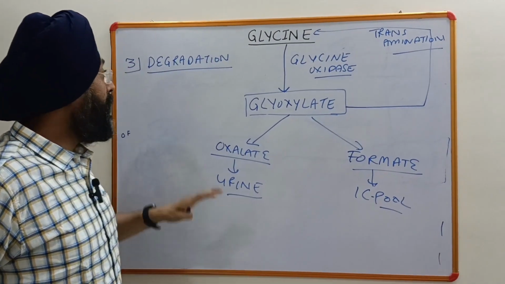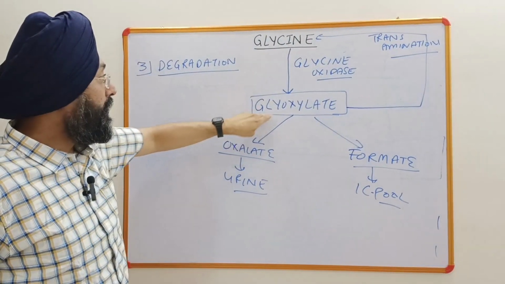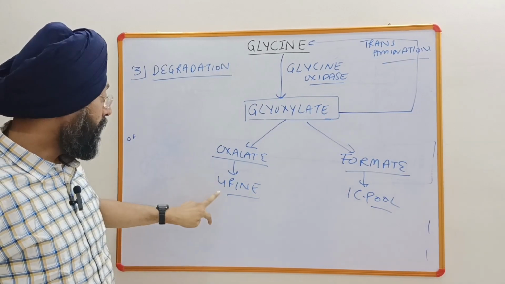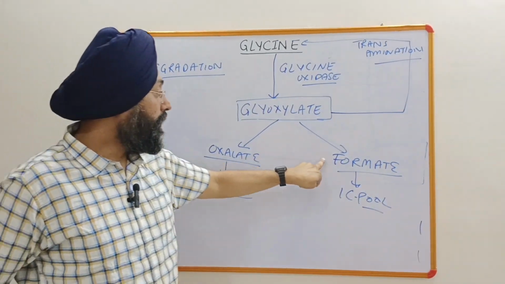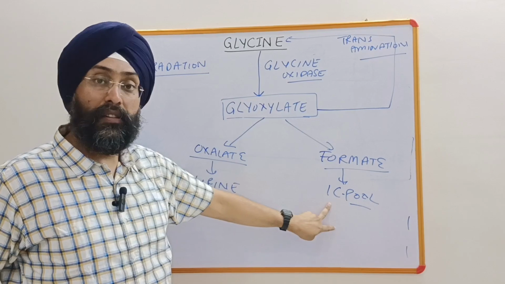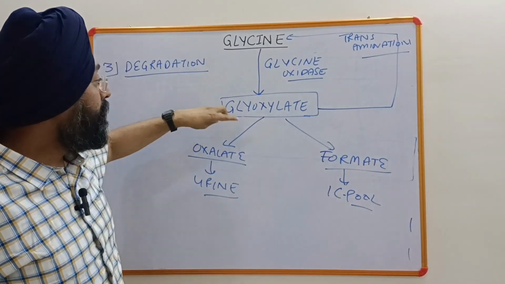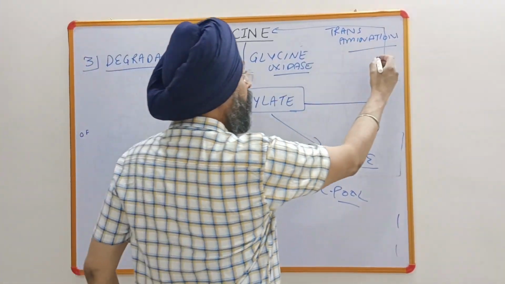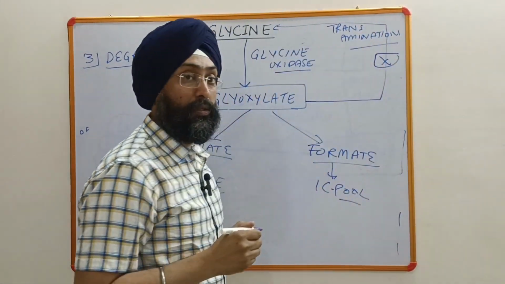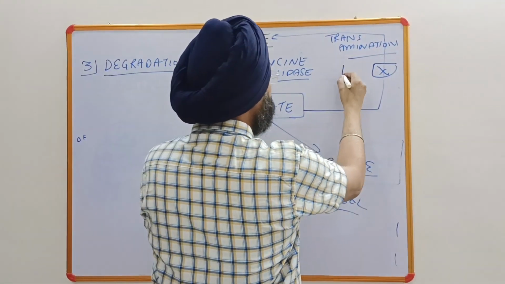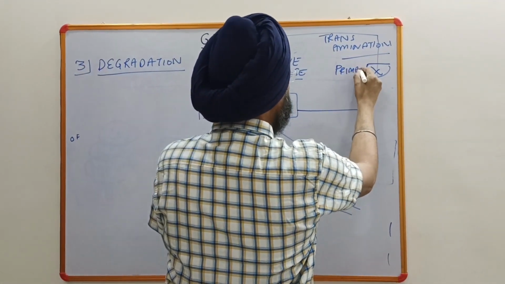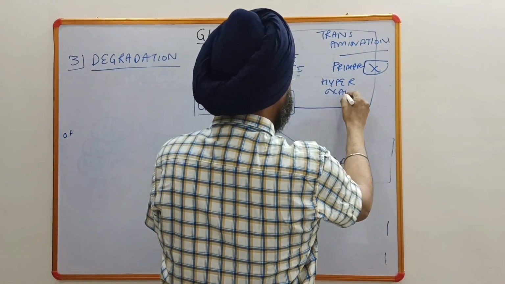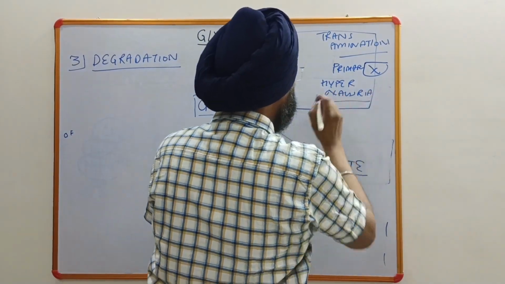So the breakdown is: glycine will form glyoxylate by glycine oxidase. Glyoxylate has two pathways. It can form oxalate, and oxalates are excreted into urine. It can also form formate. The formate can enter the one carbon pool, and glyoxylate can resynthesize glycine by a transamination reaction. If this reaction is blocked, and there is no transamination going on, we will get the disorder primary hyperoxaluria.